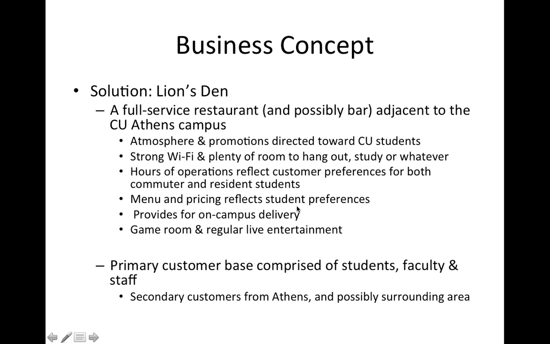We want menu and pricing that reflects student preferences, provides for on-campus delivery, and we would like to see it have a game room and regular live entertainment. So things for you to do other than just sit and eat and be on Wi-Fi if you want to. Anyway, that's kind of the thought.